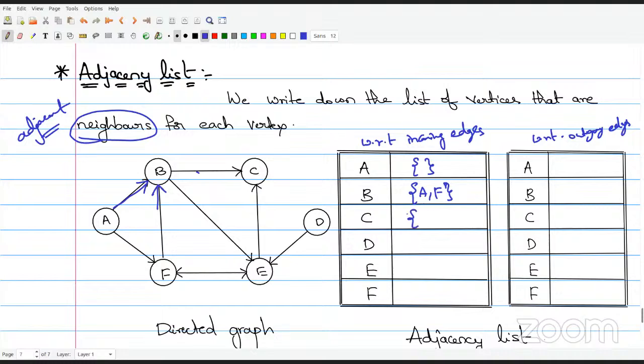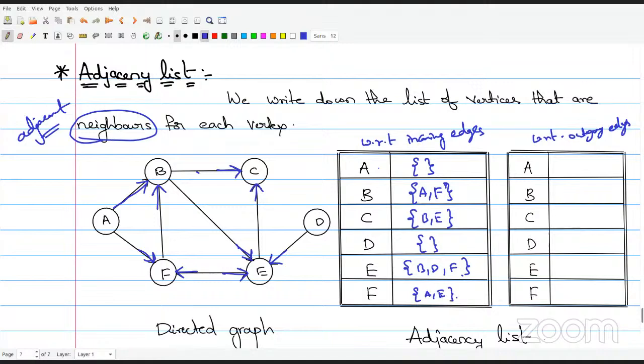Similarly for C, there are two edges coming towards C, and the two incoming neighbors are B and E. For D, there are no incoming edges, so again an empty set. For E, if you look at BE, FE, DE, the neighbors are B, D, F. And finally for F, AF and EF, so A and E.